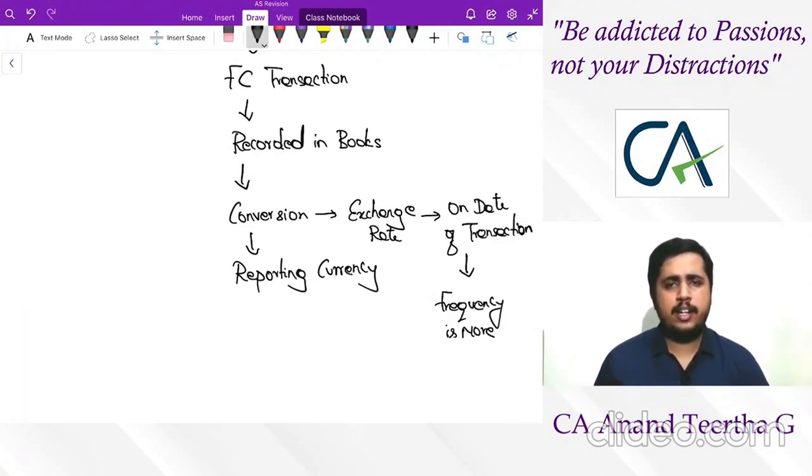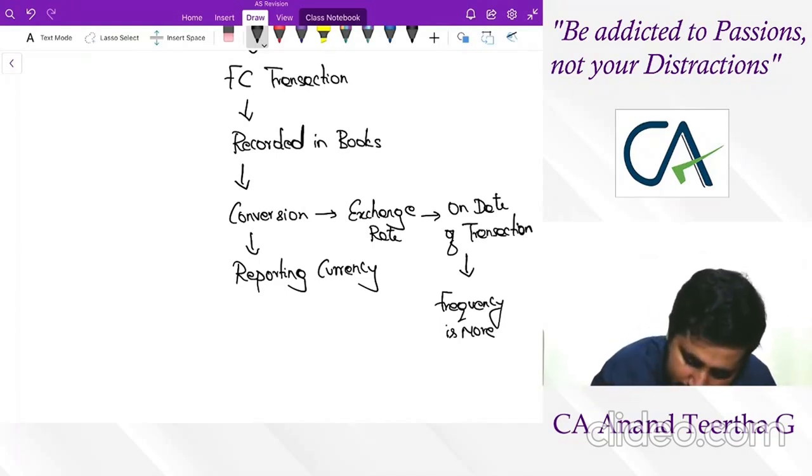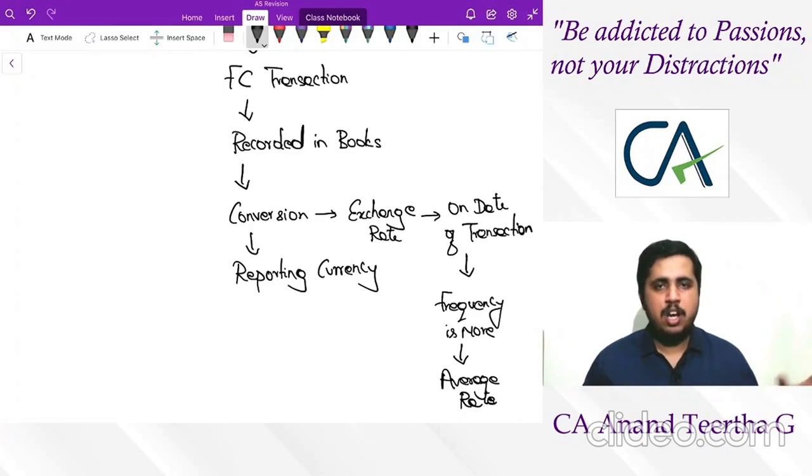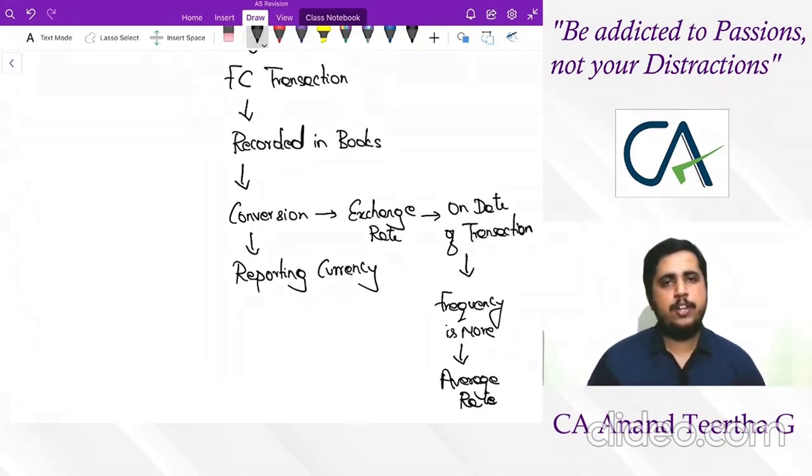There might be certain entities which may have large transactions, in the sense the number of transactions might be very much. So if the frequency of the transactions is high, at that time they may opt for an average rate for exchange rate purposes. Now, what do you mean by an average rate? They take the average of say 1 week exchange rates or 1 month exchange rates depending upon the frequency. So if it is frequent in nature, they may go with 1 month also.